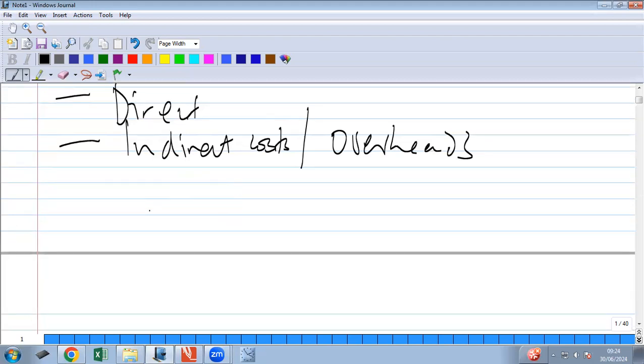Okay, we can also write and say indirect costs or overheads. These are costs that cannot be easily traced to their original source. For example, indirect labor, indirect materials, and other indirect costs.